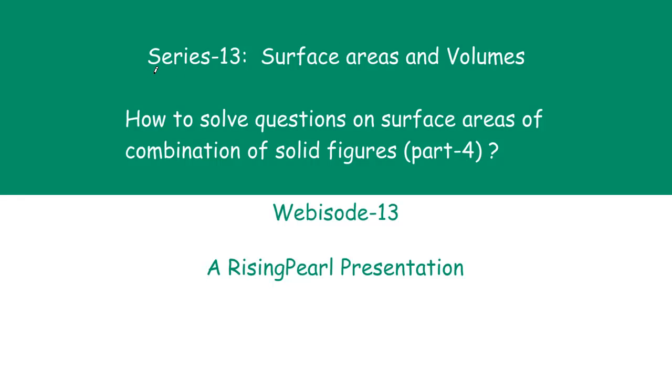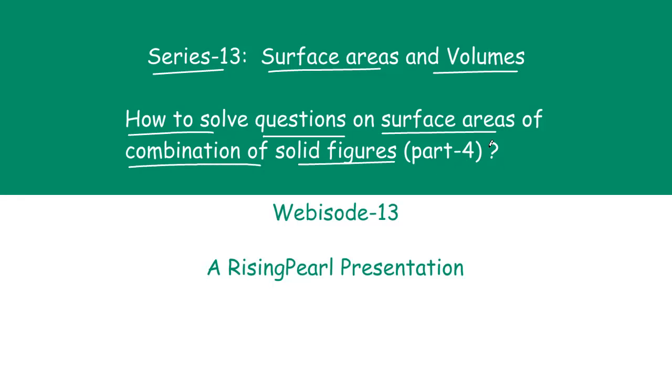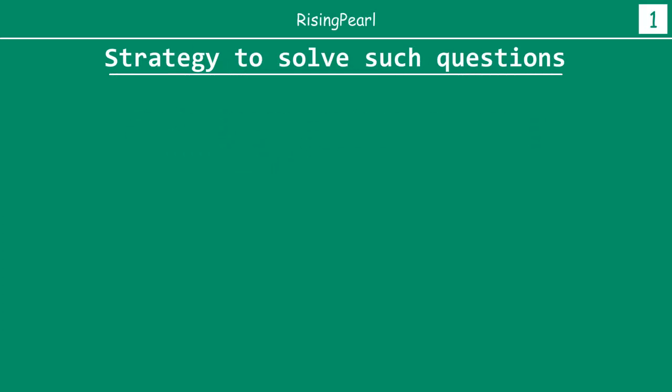Today we are talking about series 13, where we are learning a great deal on surface areas and volumes. This is webisode number 13, and today we are going to continue to look at how we solve questions on surface areas of combinations of solid figures. This is part 4. So friends, now let's talk about the strategy that is involved in solving such questions.